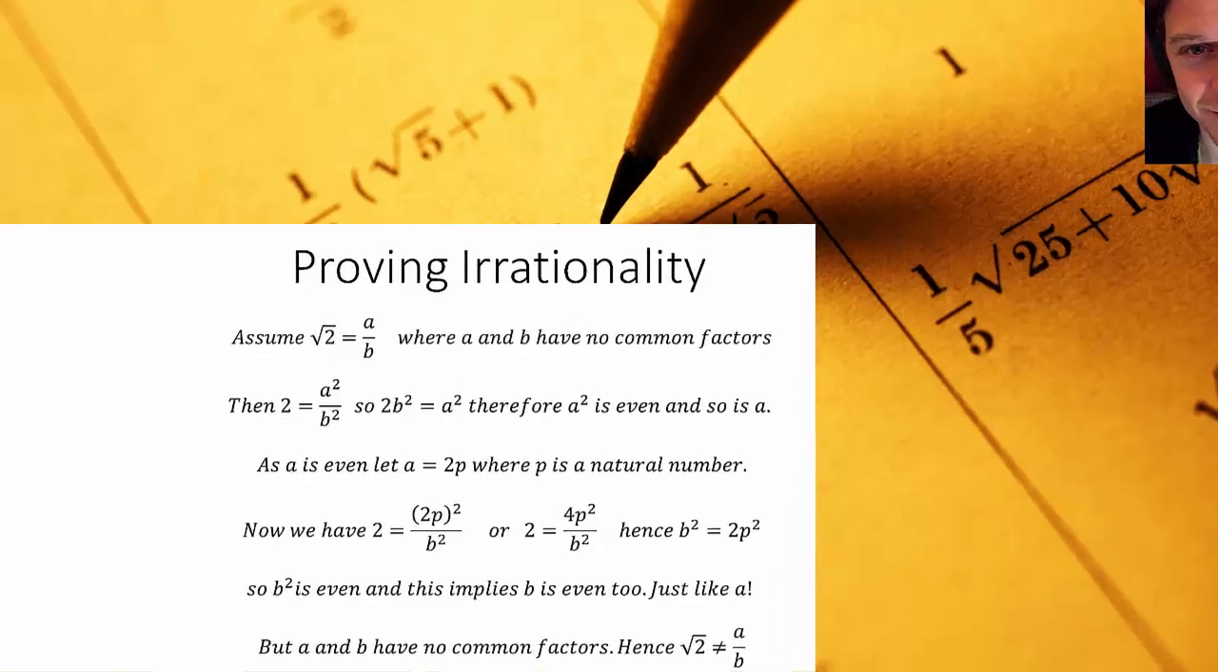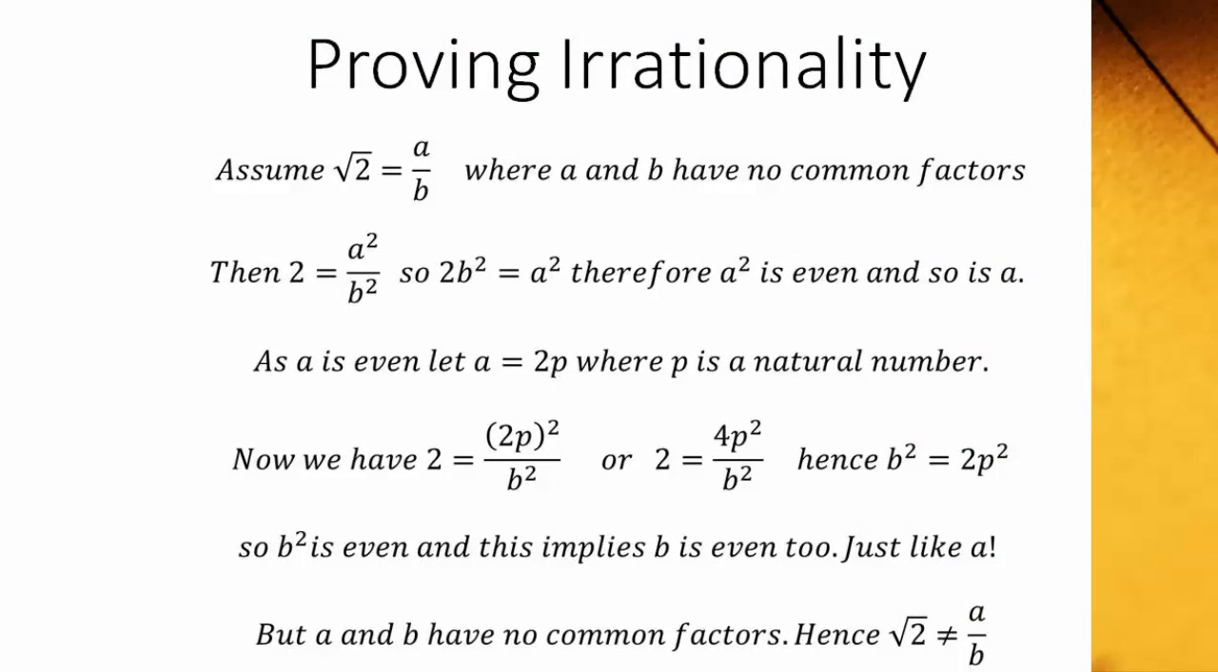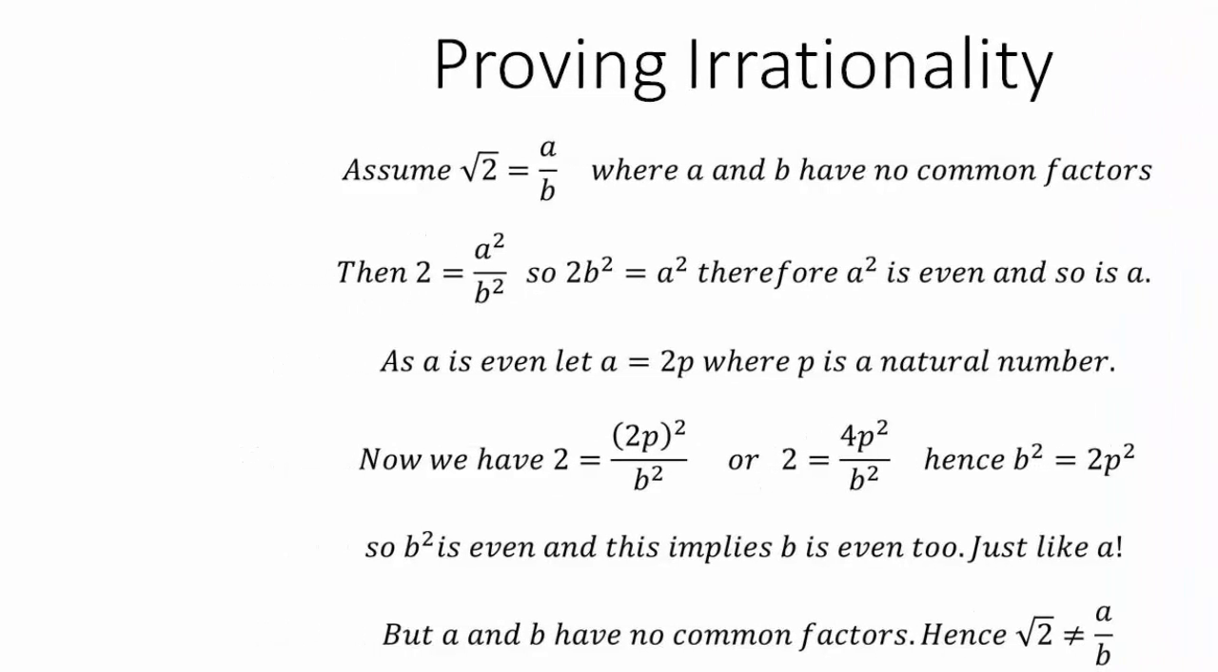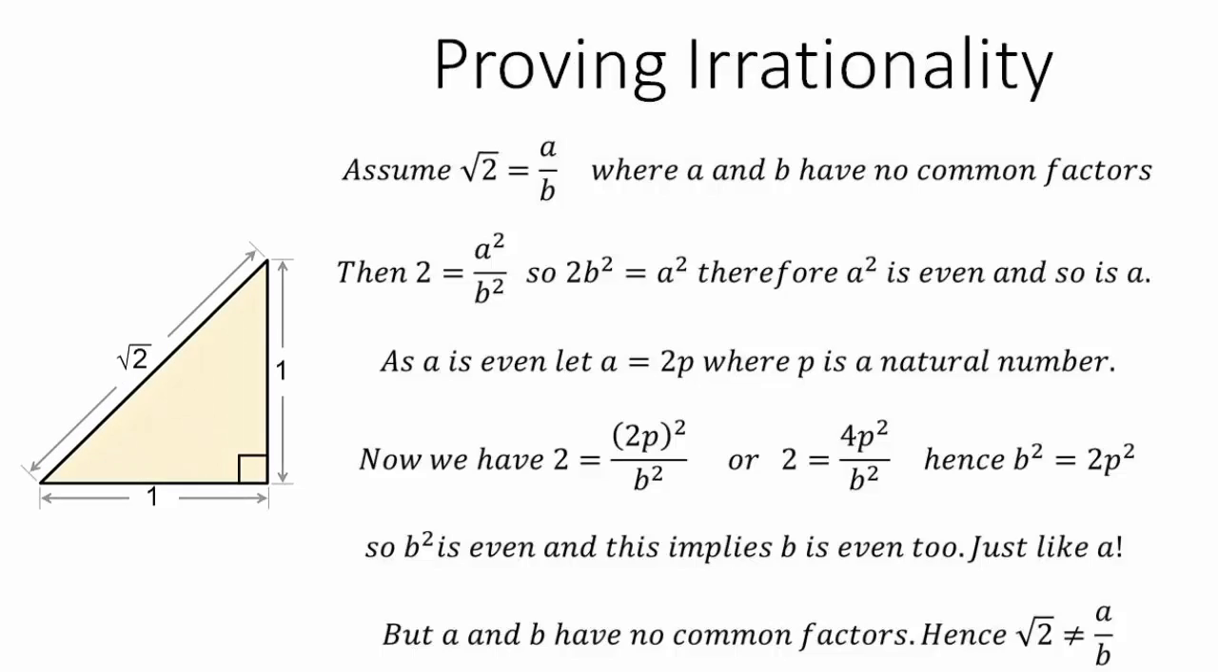So, an irrational number is a number not expressible as a fraction a over b, where a and b are whole numbers in their simplest form. We're going to assume that root 2 can be expressed as a rational number. If it can be expressed as a rational number, then it can be written in the form a over b, where a and b have no common factors. It is written in its simplest form. In other words, you can't cancel the fraction down. Now that's a reasonable thing to ask of any rational number.